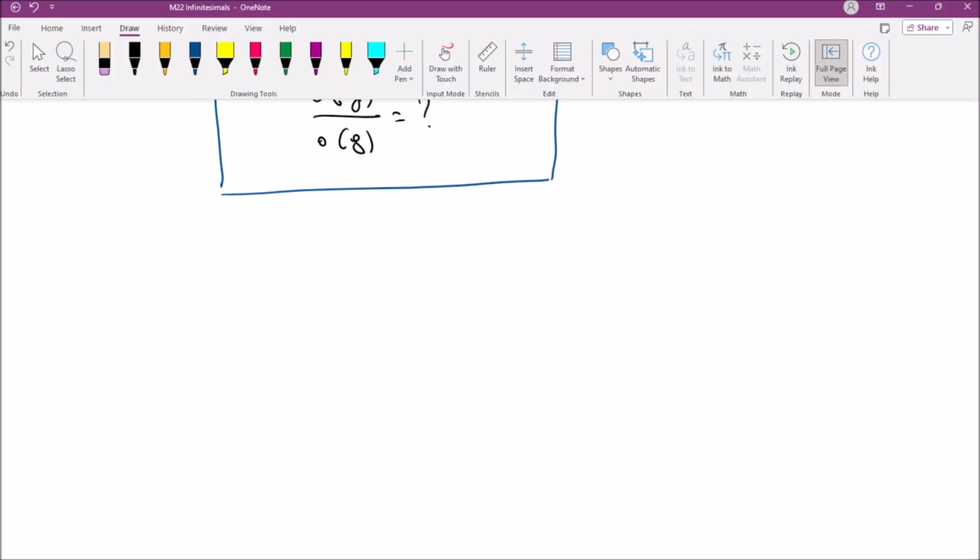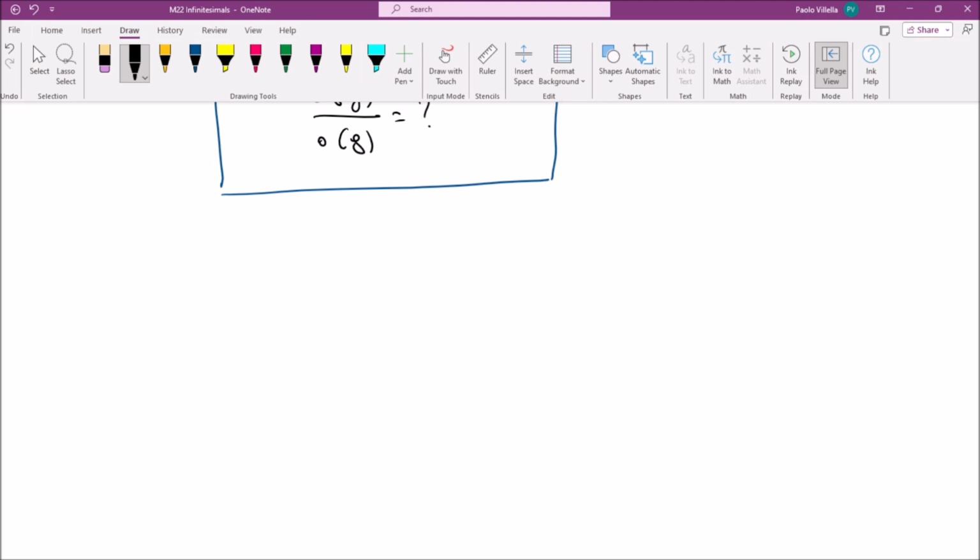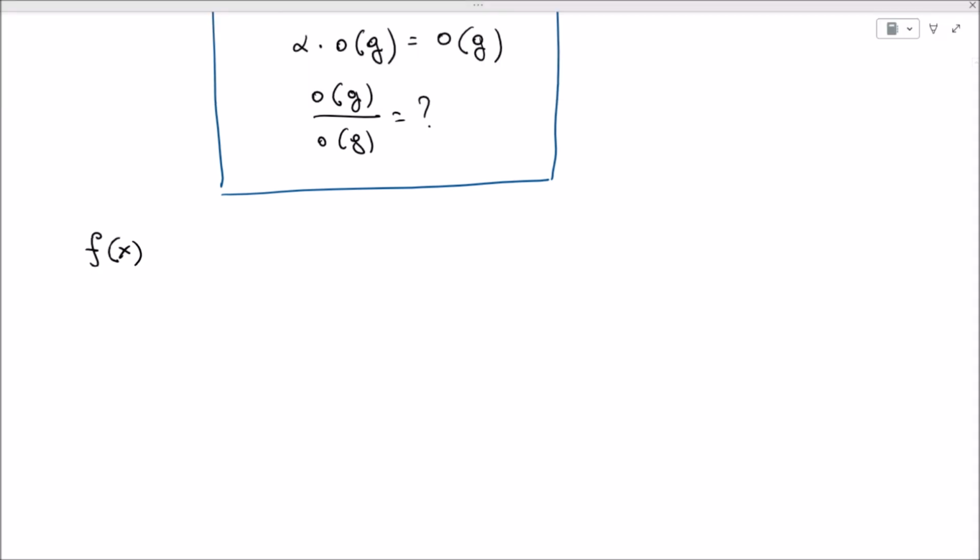Let's make another attempt now, and let's try to explore the possibility that a given function f of x is a small o of alpha g of x. This is something that we did not explore, right? This is just like saying that we are given a function f of x, and we are saying that this is a little o, not of g of x, but just of a multiple of g of x.